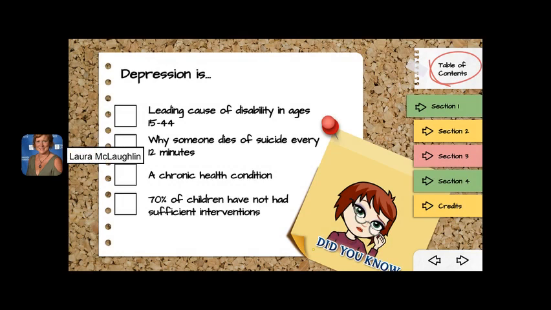So depression is the leading cause of disability in people ages 15 to 44. Depression is the main reason someone dies of suicide every 12 minutes. Depression is a chronic health condition, and 70% of children have not had sufficient intervention for depression.